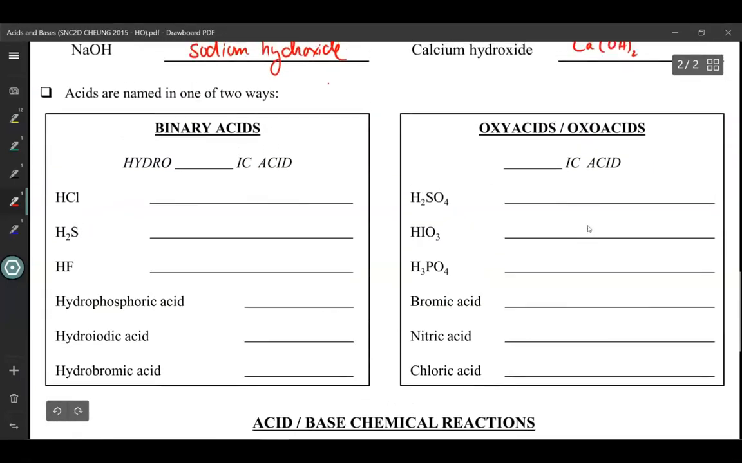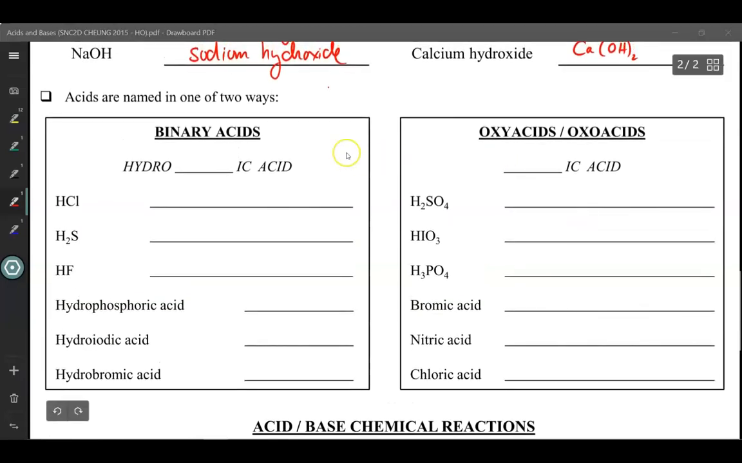Unfortunately, naming acids is a little more complicated. There are 2 naming systems that we're going to be looking at. The first is the binary acid, while the other one is called an oxyacid, or sometimes an oxoacid. These ones are called binary acids because binary means 2, and each one involves only 2 elements: hydrogen and chlorine, hydrogen and sulfur, hydrogen and fluorine, etc. While these ones are called oxyacids because every single one of them contains an oxygen inside.